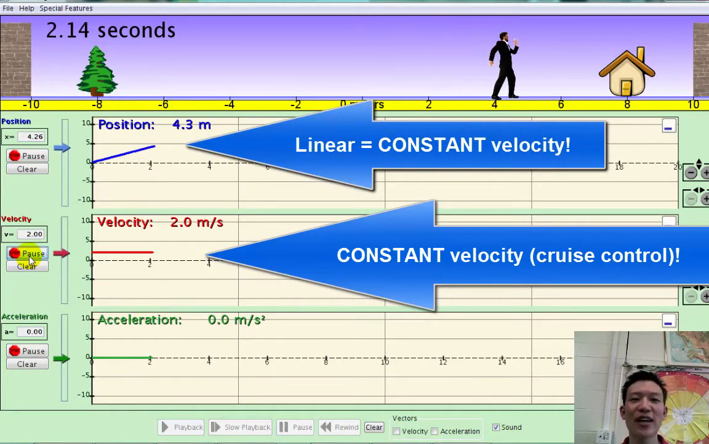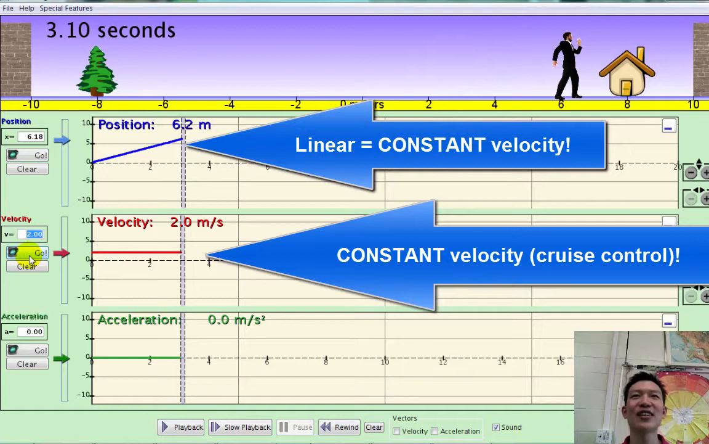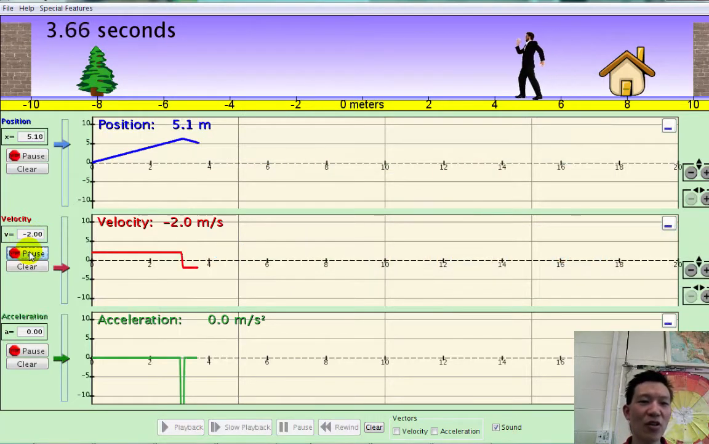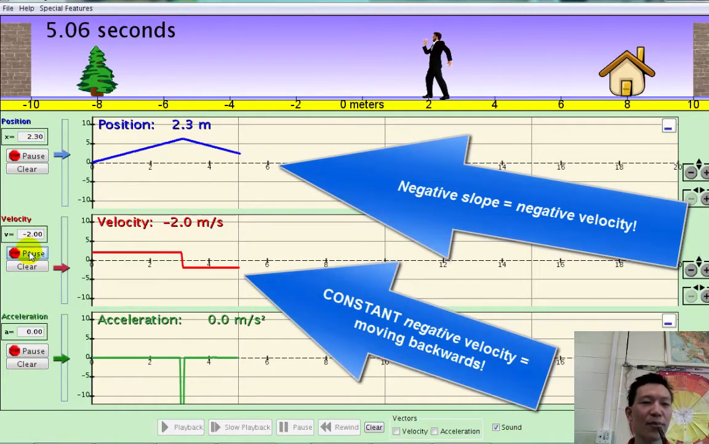So what does that mean? When I hit go, every second he can travel 2 meters per second. Wow. Is that the most exciting thing ever? We'll pretend. What would negative 2 look like? Can you guys picture this? Negative 2 is the same thing, but he's going which way now? Backwards. You see that? Speed with direction.